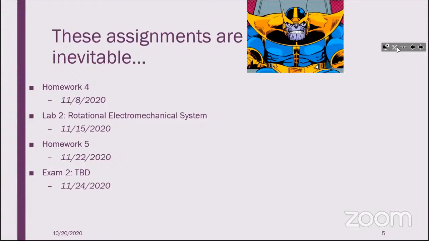Homework 4 due on the 8th, lab 2 on the 15th, homework 5 on the 22nd, exam 2 on the 24th. I haven't posted homework 4 yet. I'll post it this week. Trying to get through homework 3 right now. Yeah, Sean.